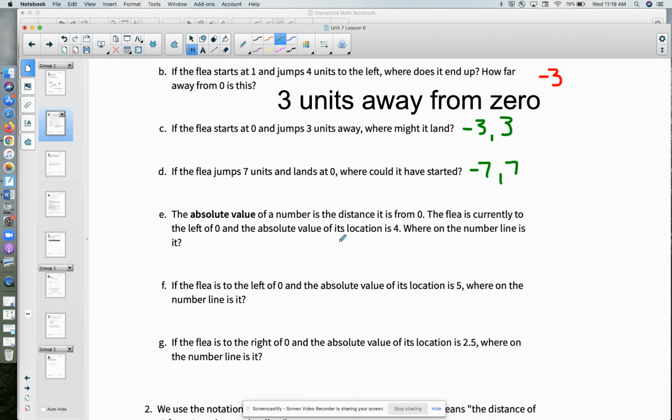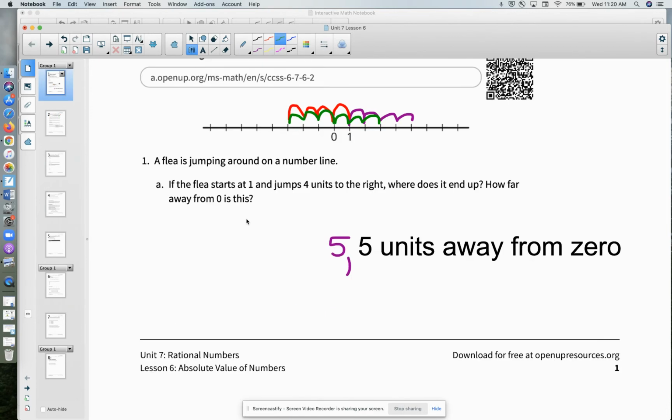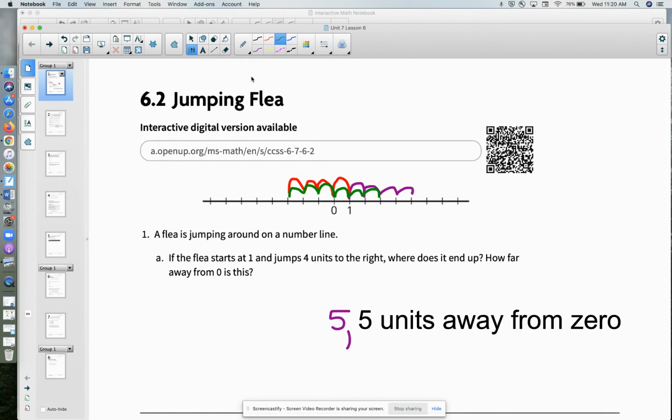The absolute value of a number is the distance it is from 0. The flea is currently to the left of 0, and the absolute value location is 4. Where on the number line is it? The flea is currently to the left of 0. So the left of 0 is right here. This is to the left of 0. So do you think it would be at -4 or +4?